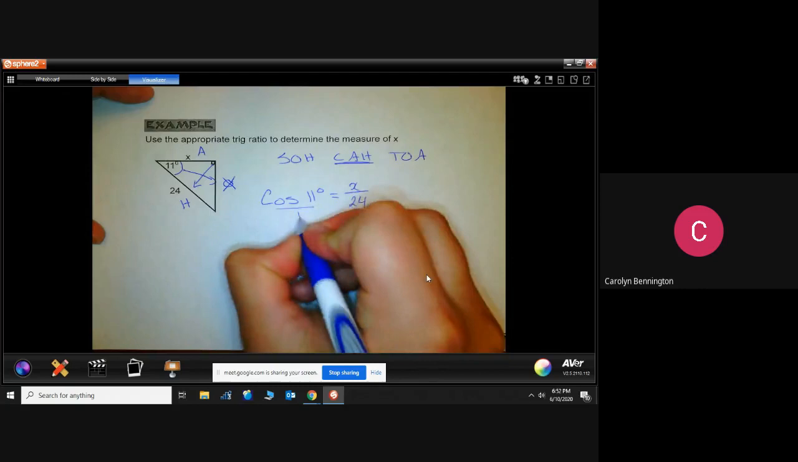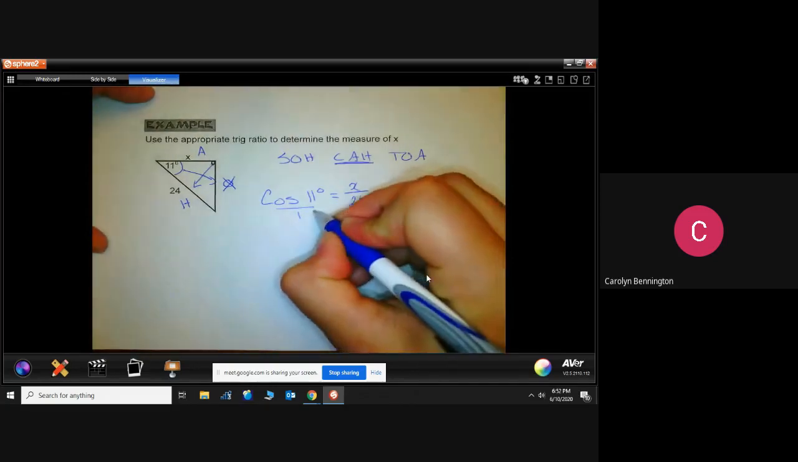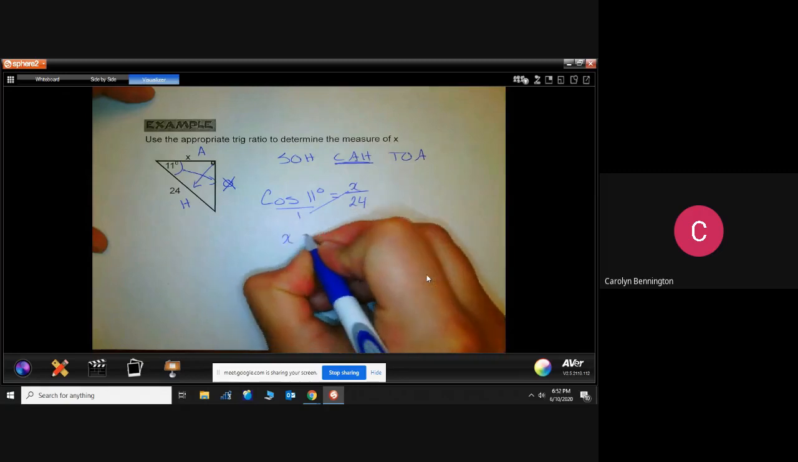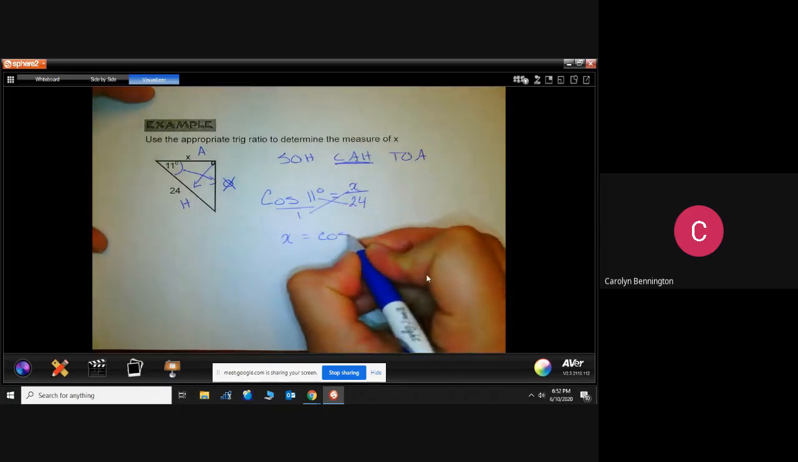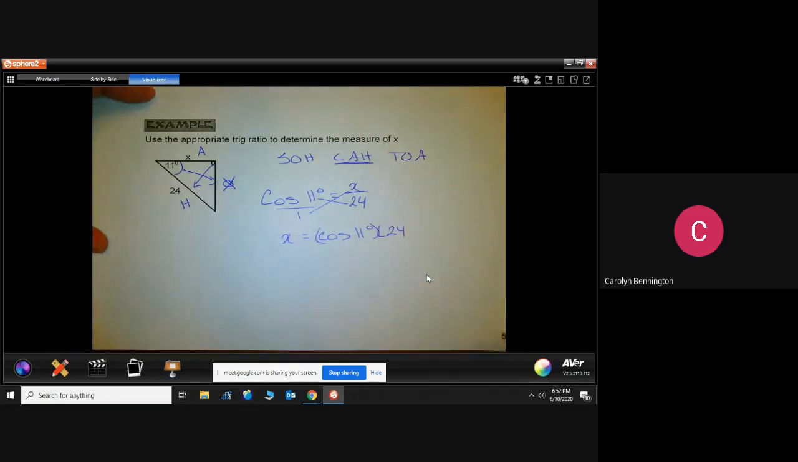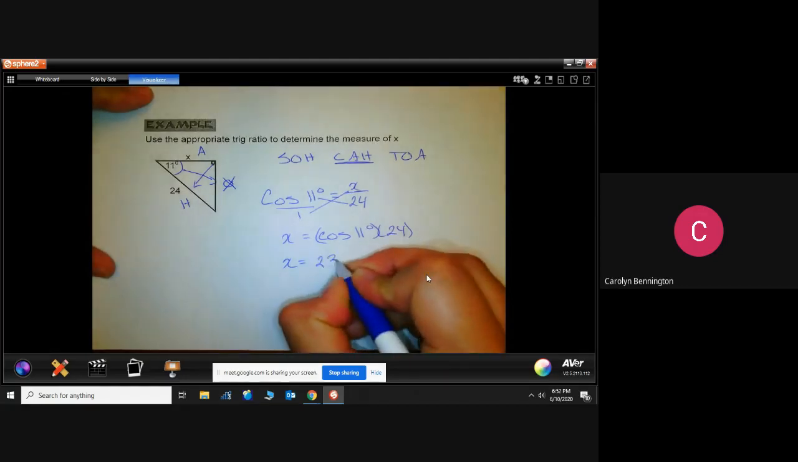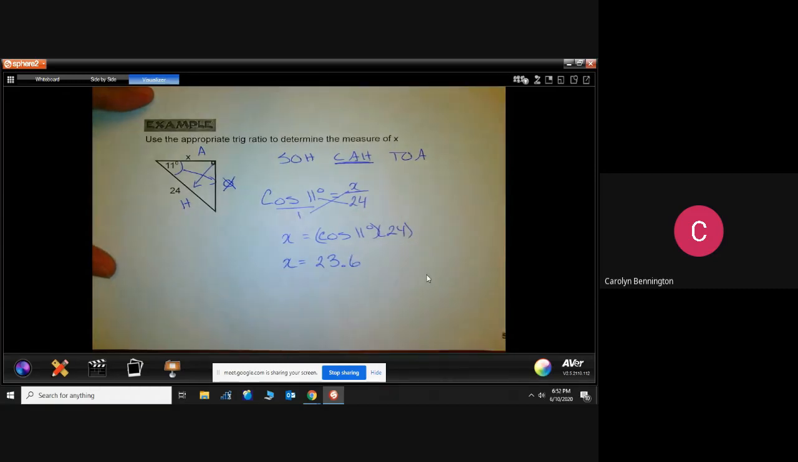So again, to solve this, put that 1 underneath our cosine 11, cross multiply. So 1 times x equals x, cosine of 11 degrees times 24. Use your calculator to calculate this. So we'll get 23.55, so that will round up, so 23.6.